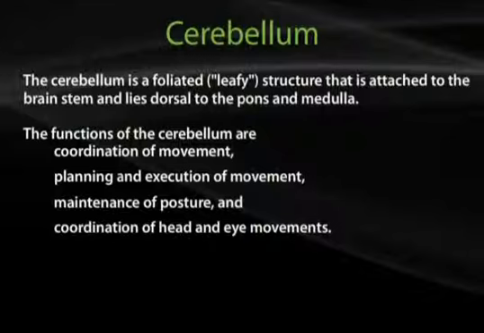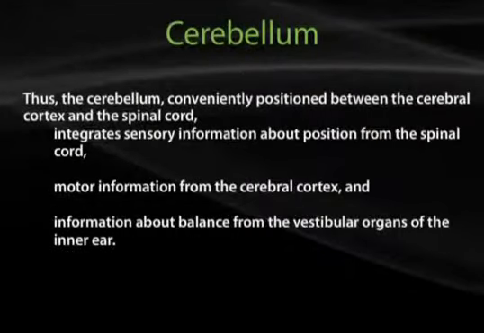Cerebellum. The cerebellum is a foliated or leafy structure that is attached to the brainstem and lies dorsal to the pons and medulla. The functions of the cerebellum are coordination of movement, planning and execution of movement, maintenance of posture, and coordination of head and eye movements. The cerebellum, conveniently positioned between the cerebral cortex and the spinal cord, integrates sensory information about position from the spinal cord, motor information from the cerebral cortex, and information about balance from the vestibular organs of the inner ear.